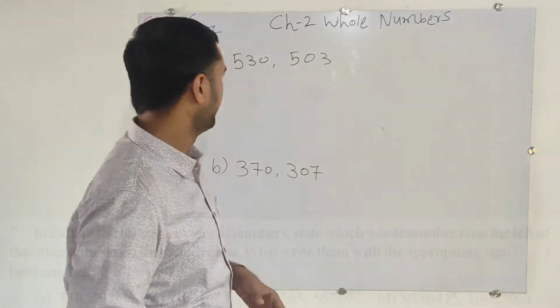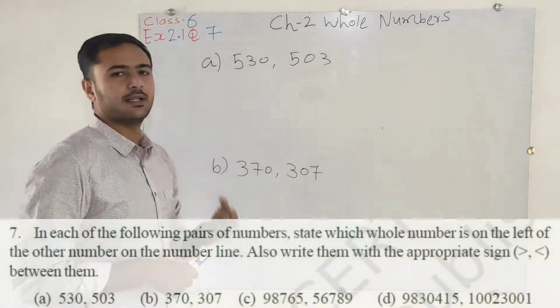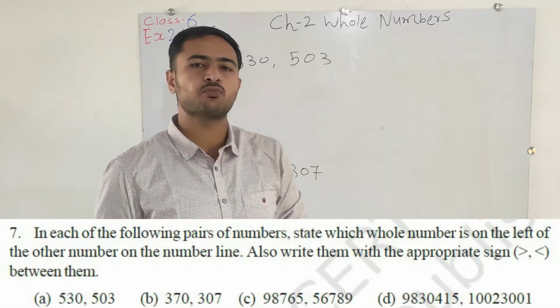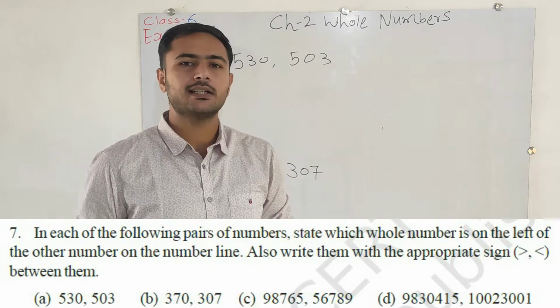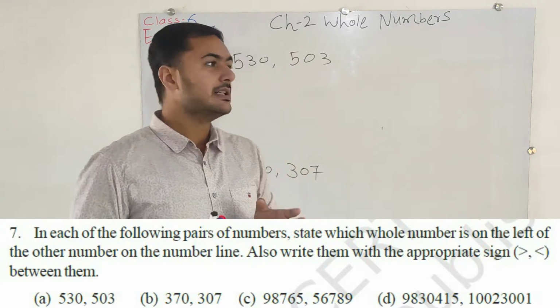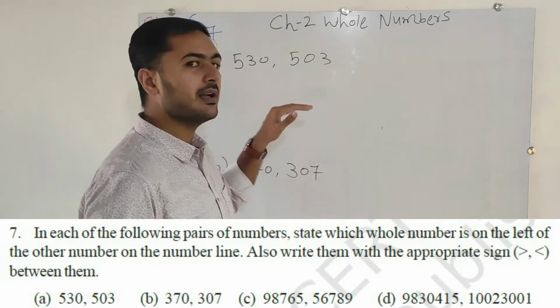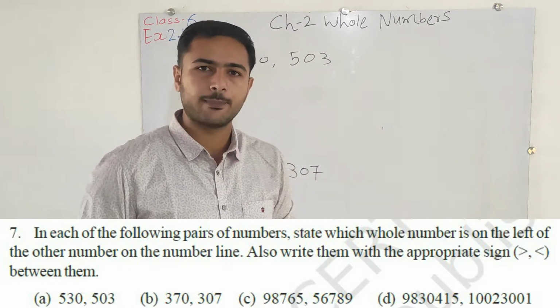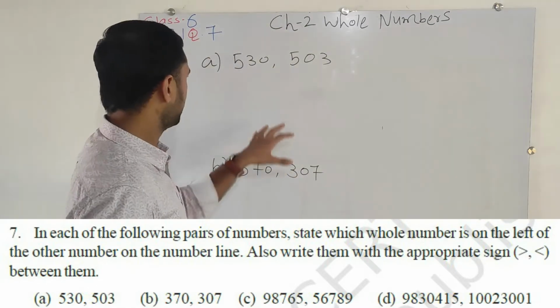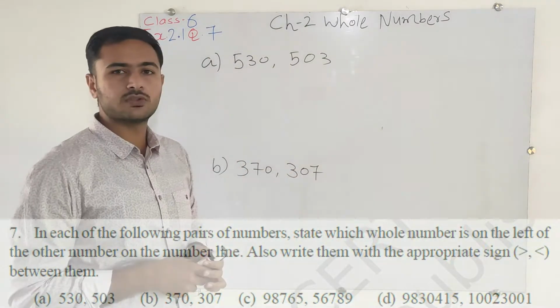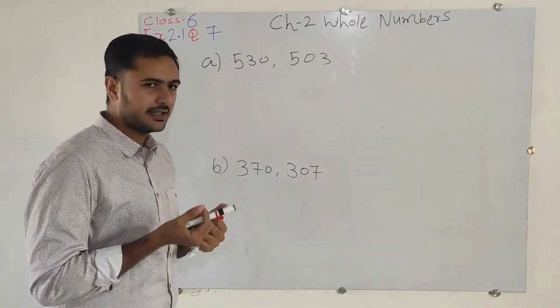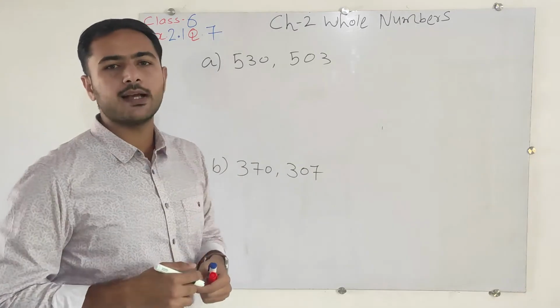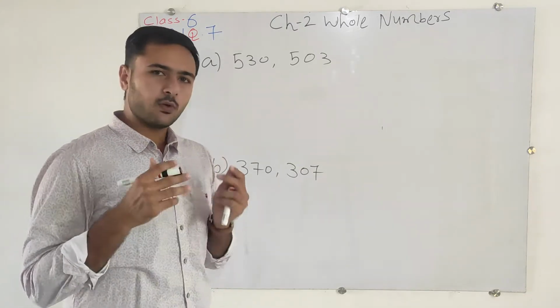In that we have two different numbers and we have to choose which is the smaller and which is the larger. And we have to say which number is situated on the left hand side on the number line. Okay, so let's start. First of all, there is 530 and 503. Just observe the numbers and identify which is the smaller and which is the greater, or you can identify that on the number line.